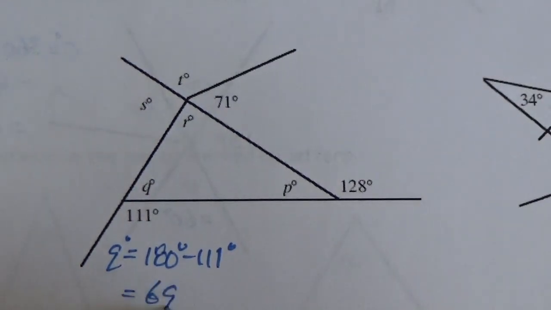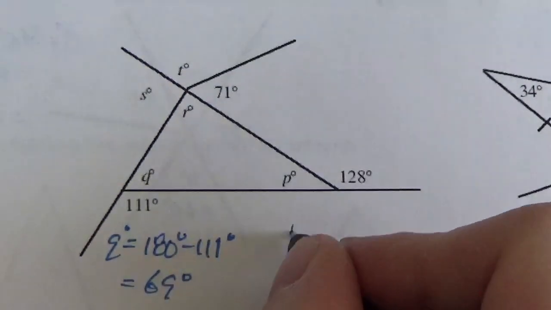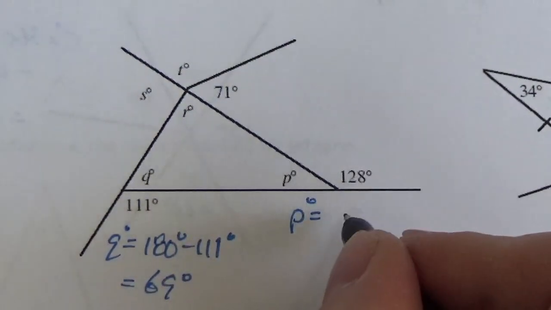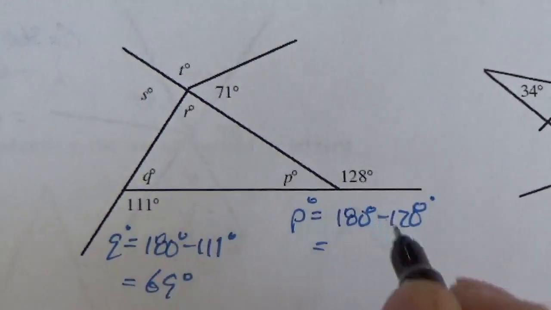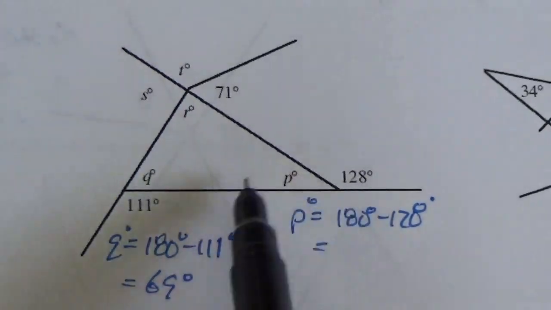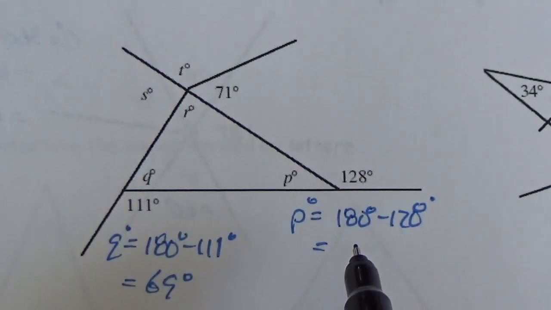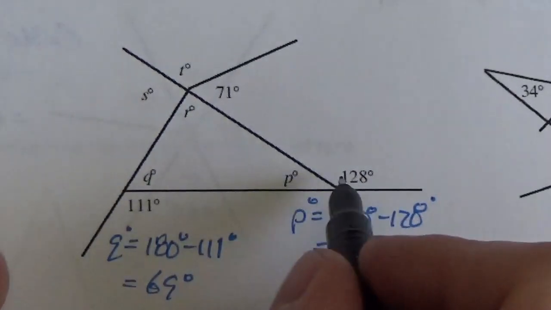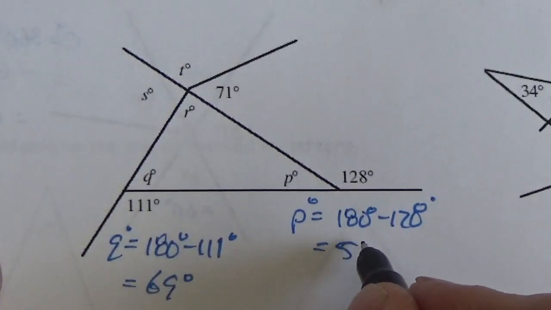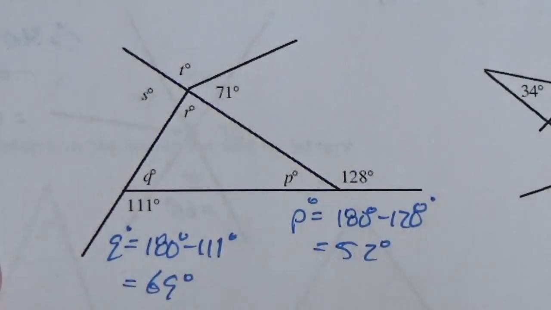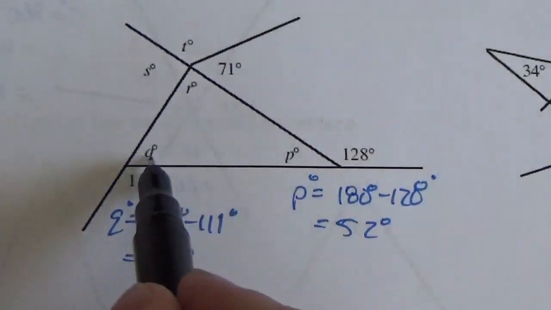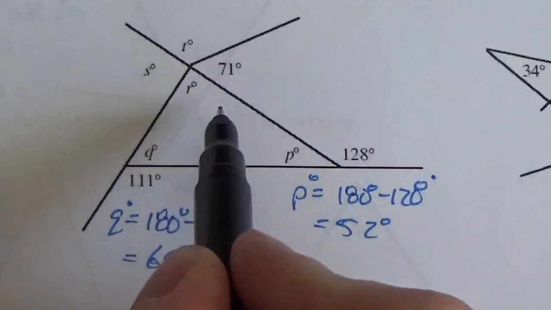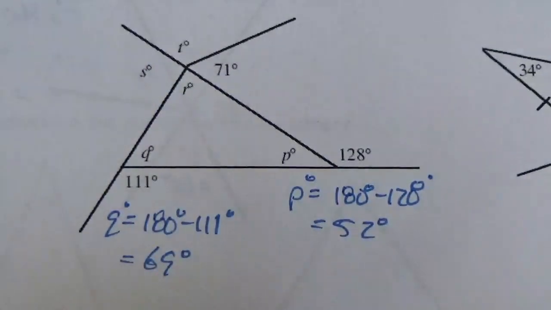And I know that this is going to be 69 degrees right there. There's Q. I know that P has to equal 180 degrees minus 128 degrees, because again, we're looking at two angles that are supplementary, forming a straight angle. And that means that P is going to be 52 degrees. Awesome. Now, I've got two angles inside a triangle. I can use that to figure out what R is.